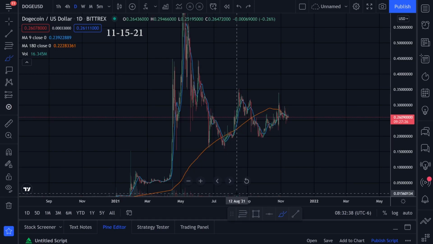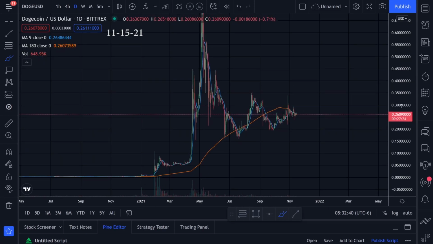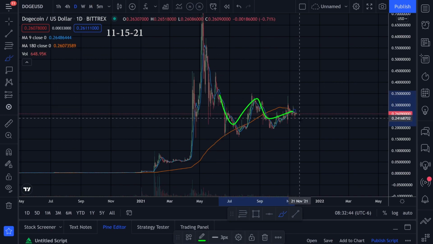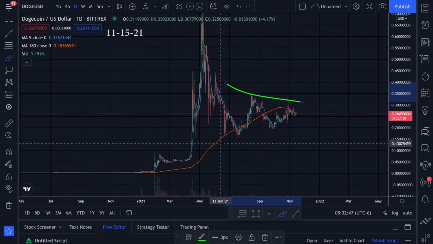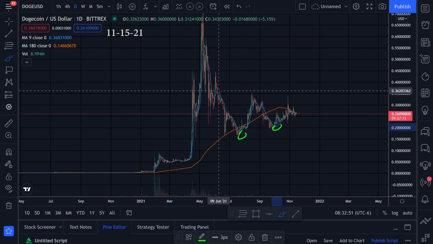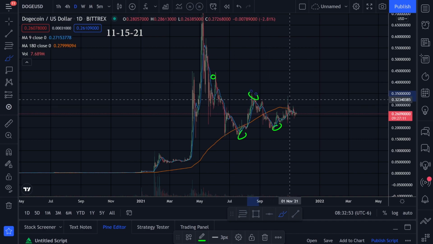Let's take a look at the chart action for Dogecoin. Okay, so here's what I'm looking at. We haven't looked at this chart in a while, but it's been kind of going sideways in my opinion, or kind of going down and up, or it has an uptrend and a downtrend. We have support right here and support right here, and we have resistance right here, right here, and right here.